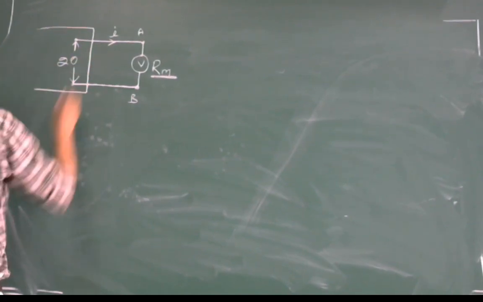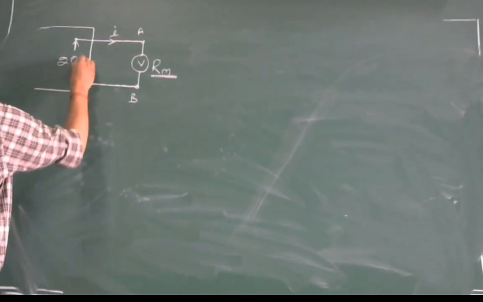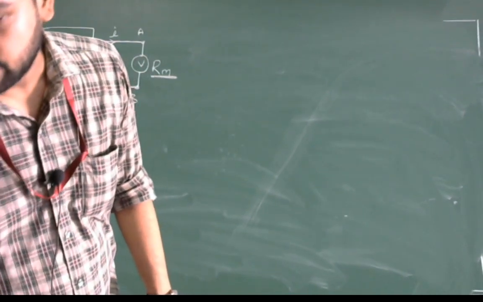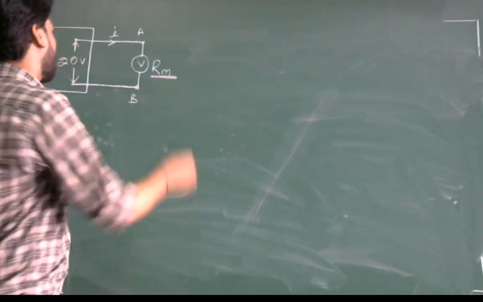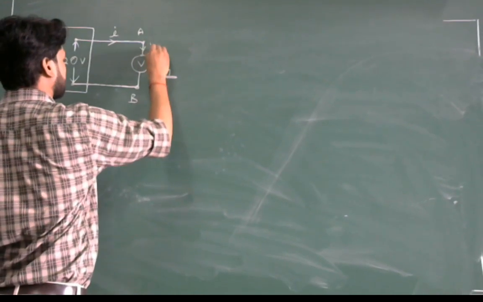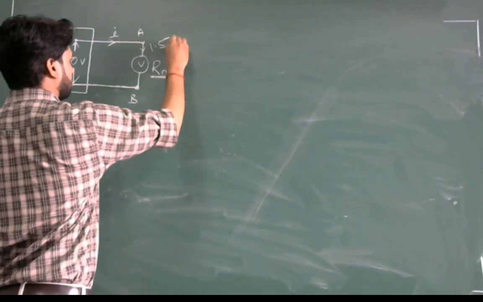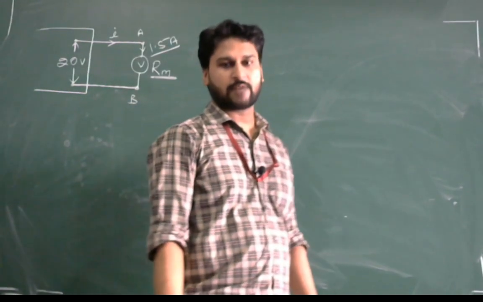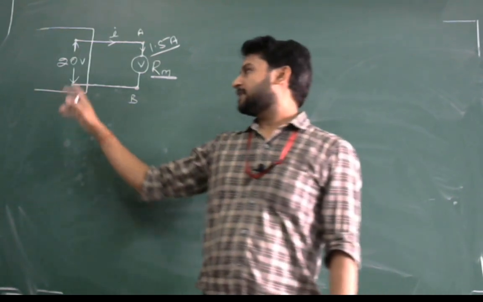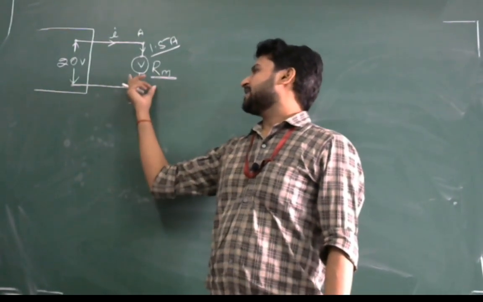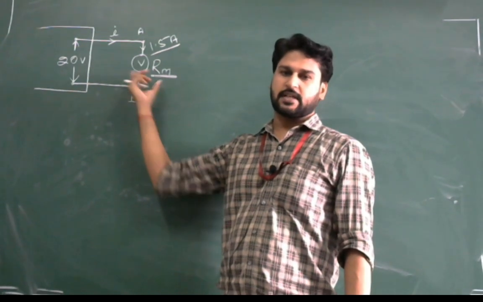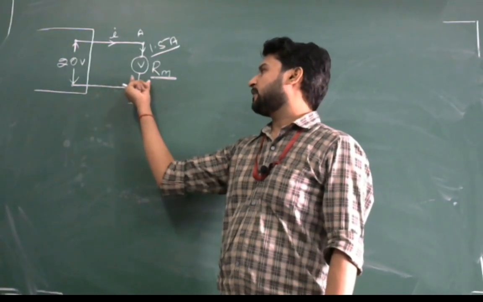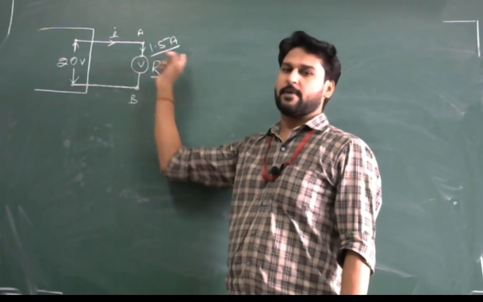Suppose this voltage is 20 volt, and to measure the 20 volt, the voltmeter requires, suppose, 1.5 ampere current. Consider a situation where the terminal voltage is given 20 volt, and this 20 volt we have to measure by using a PMMC voltmeter. Suppose to measure this voltage, this voltmeter requires 1.5 ampere.